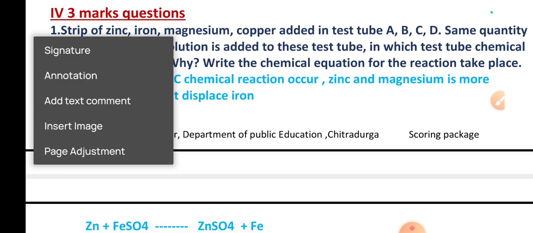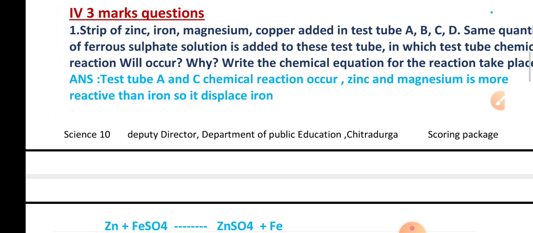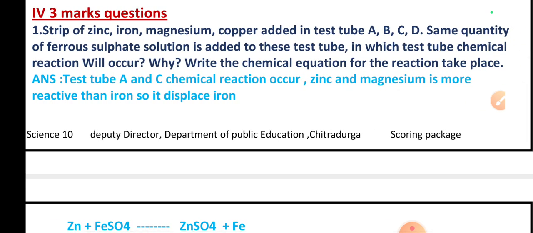Next, 3 marks question. Strips of zinc, iron, magnesium and copper are added to test tubes A, B, C, D. Some quantity of ferrous sulfate solution is added to these test tubes. In which test tube will a chemical reaction occur? Why? Write the chemical equation for the reaction that takes place. A is zinc, another one is magnesium. In test tubes A and C the reaction occurs.